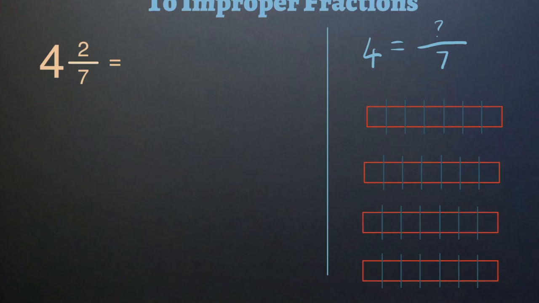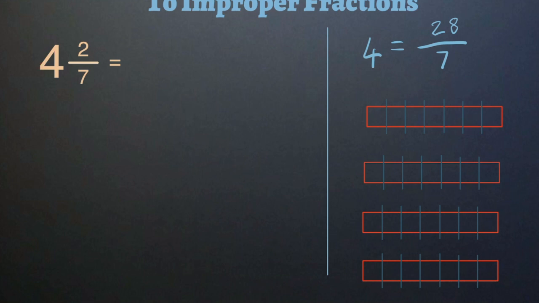First one has 1, 2, 3, 4, 5, 6, 7, 8, 9, 10, 11, 12, 13, 14, 15, 16, 17, 18, 19, 20, 21, 22, 23, 24, 25, 26, 27, 28. So we've got 4 wholes is going to be the same as 28 sevenths. 28 sevenths. All right, once we know that, this should be fairly easy.